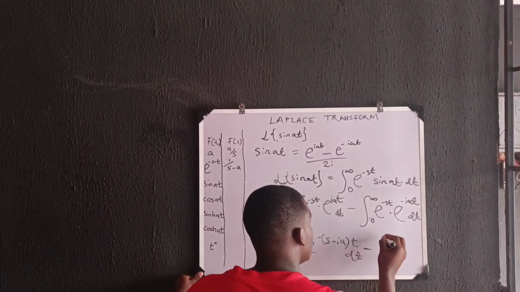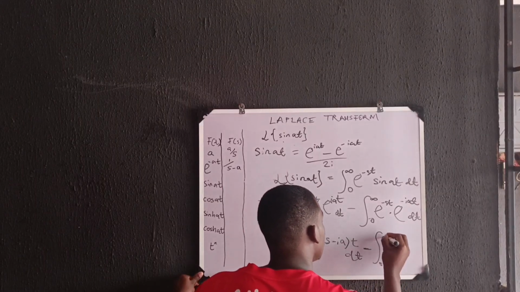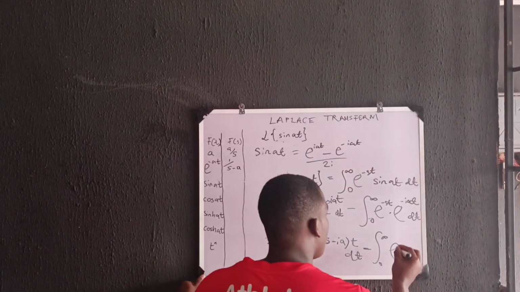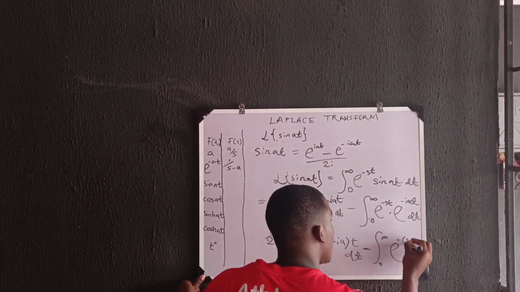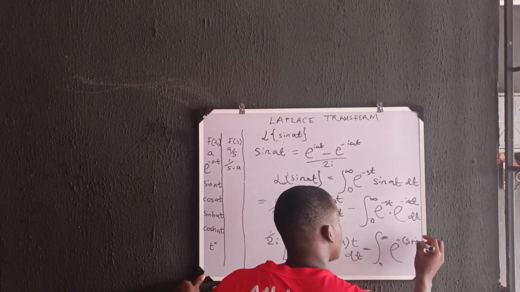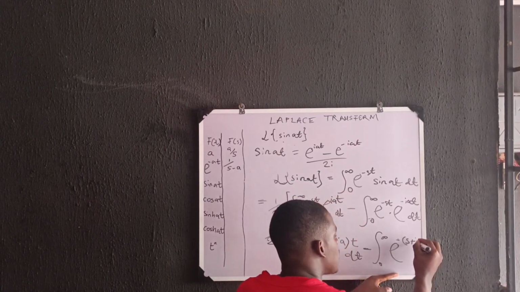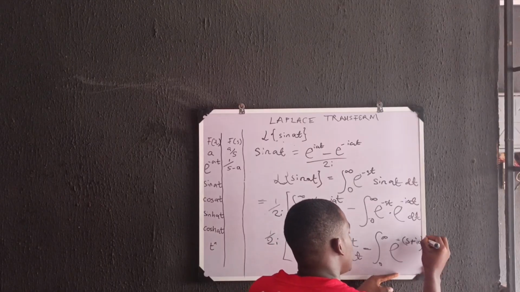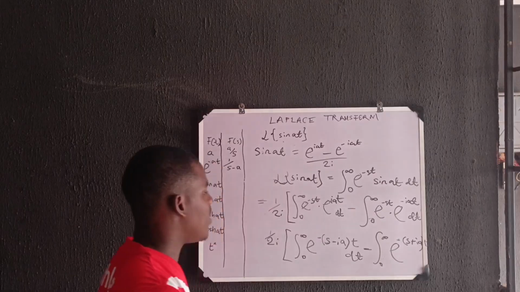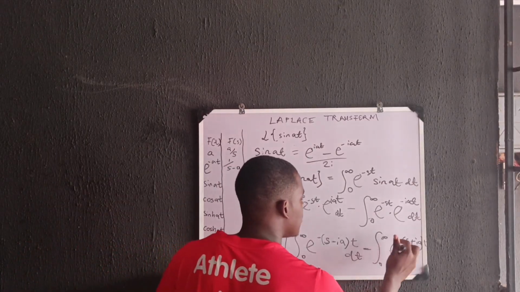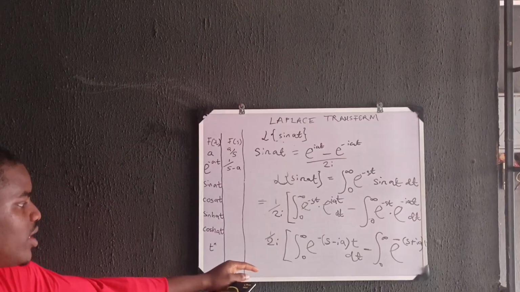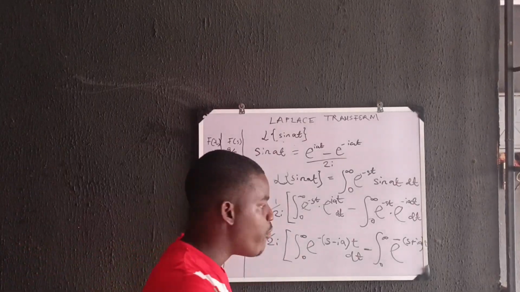Then this part is going to be simplified to the integral from 0 to infinity of e to the power of, if we bring down the minus, we are going to have s plus ia, with t being outside. This is s plus ia and t is just outside, and the minus is sitting outside there. So that is what it simplifies to at this point. Let's move forward.